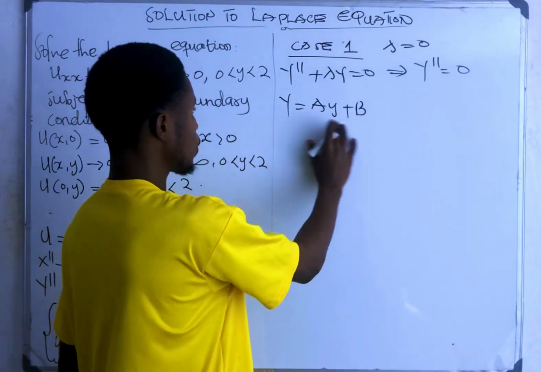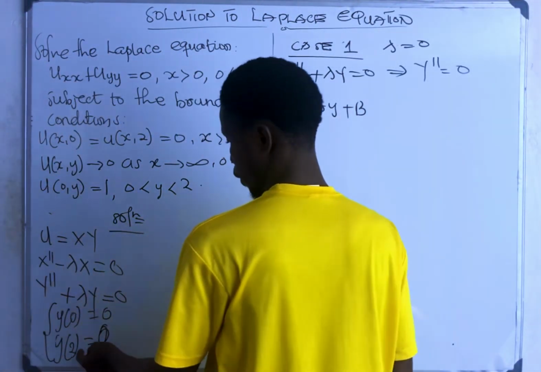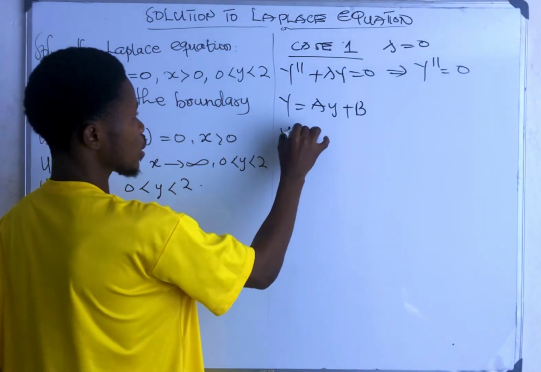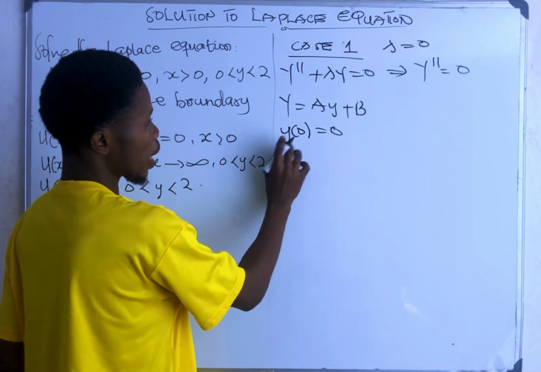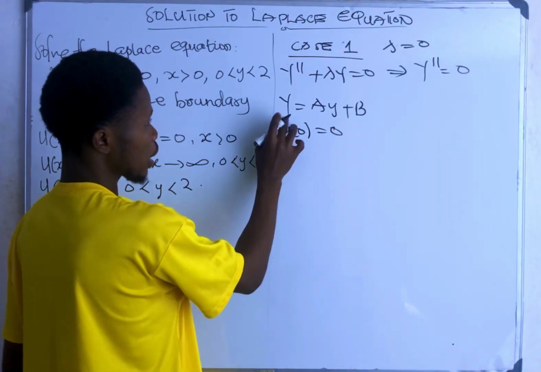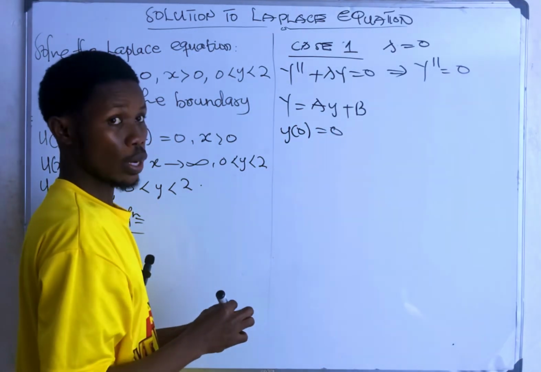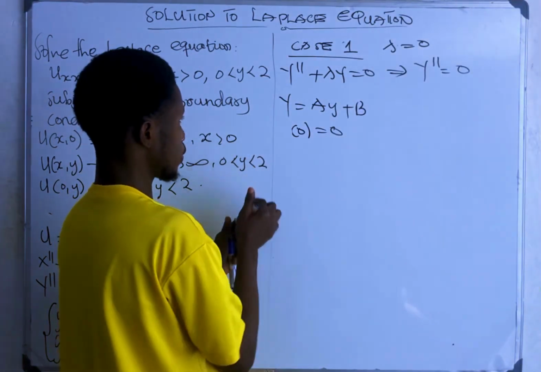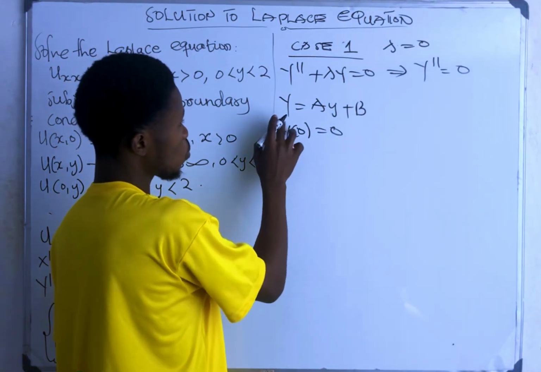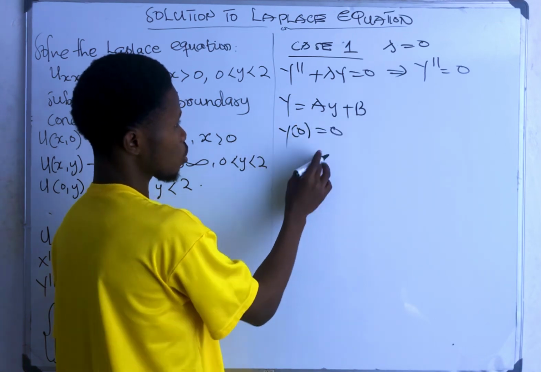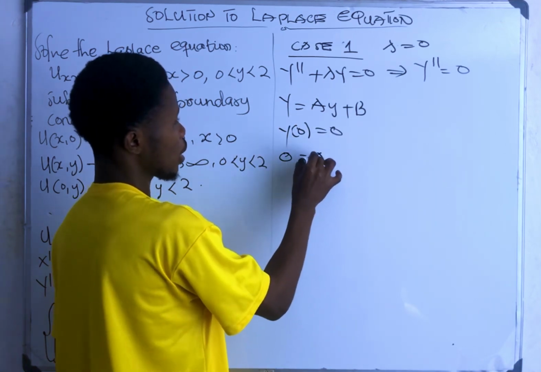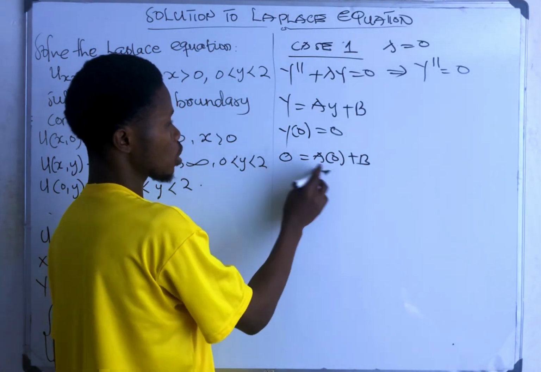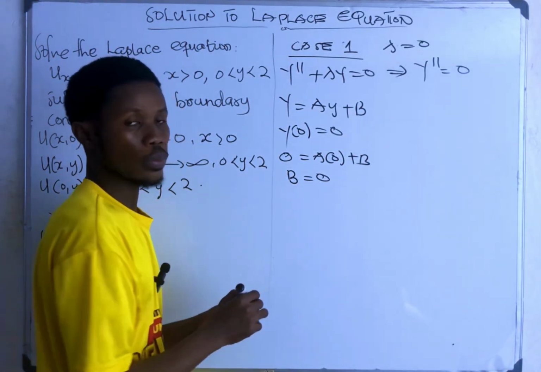Now we are going to substitute this into this side. First we substitute y at 0 equals 0. What it means is that small y is 0, and the big Y too is 0. The big Y is 0, the small y is 0. So we are going to have 0 equals a multiplied by 0 plus b, right? So this one goes to 0, leaving b equals 0.